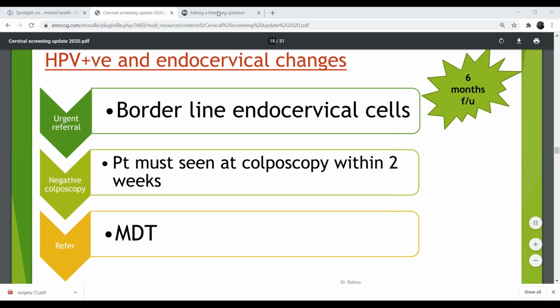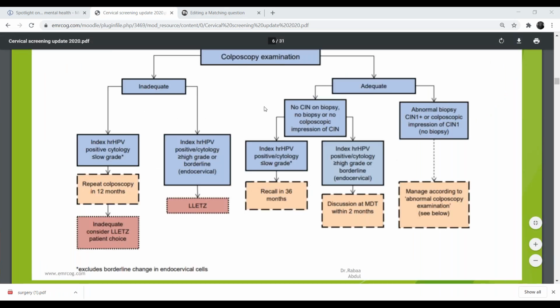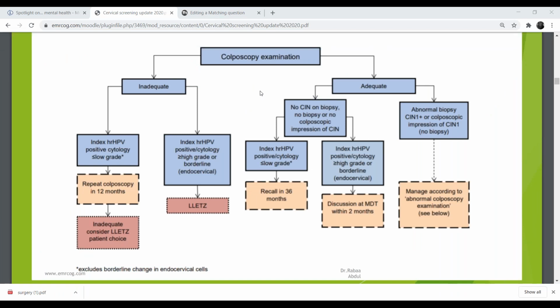Let me see what will happen in inadequate colposcopy examination, and how you will know in the exam that this is inadequate. Either he will tell you clearly that the colposcopic examination was inadequate, or he will tell you that there was difficulty during the colposcopic examination, or difficulty to visualize the cervix, or difficulty to make sure about the extent of the lesion. So the colposcopy examination will be considered inadequate when there is a difficulty. Okay, so what shall you do in inadequate colposcopy?